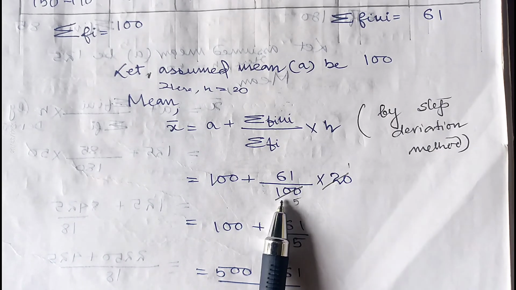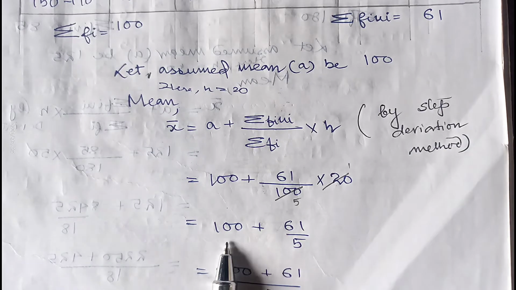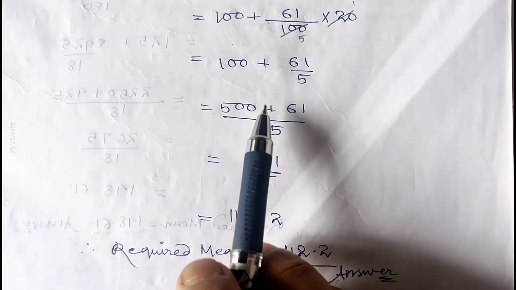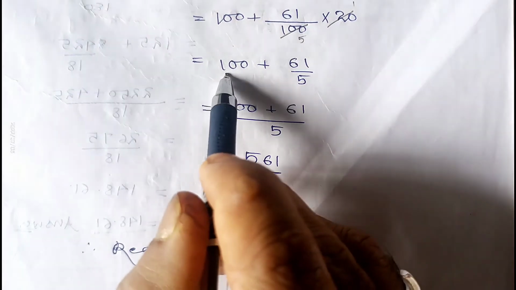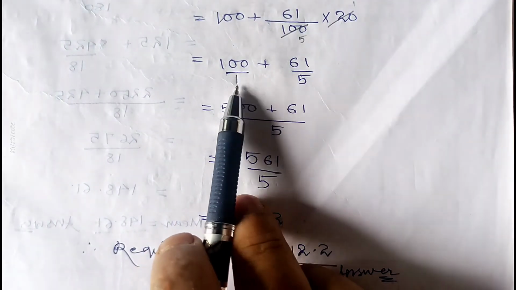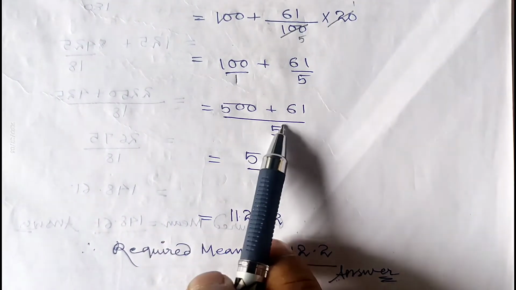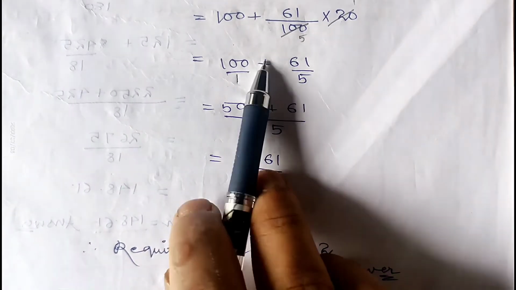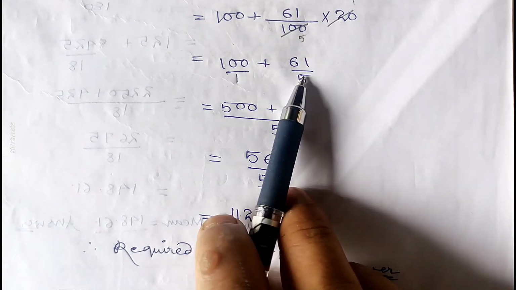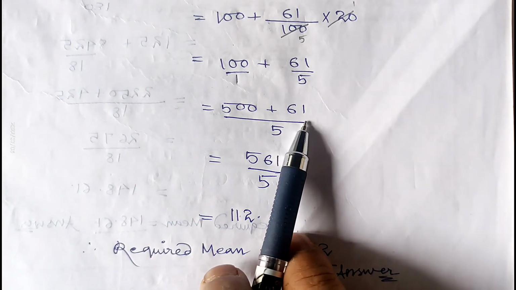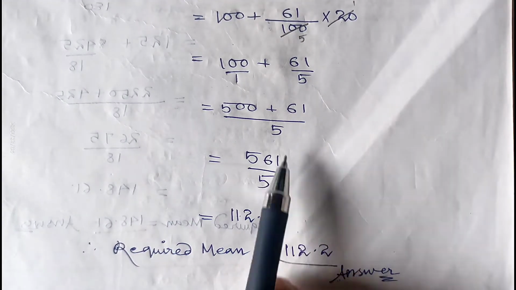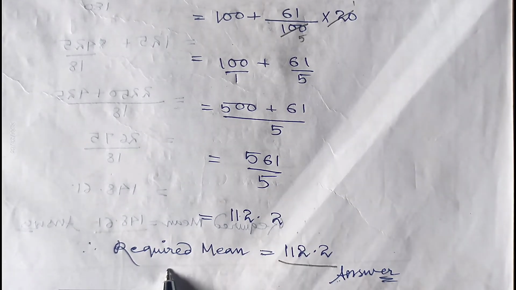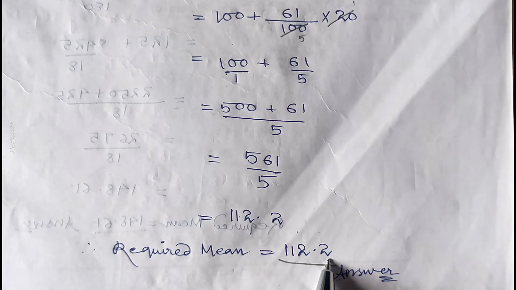20 and 100 can be cancelled. We will get 5. So it will be 100 plus 61 by 5. Now the LCM of 5 and 1, because we can consider 1 here, will be 5. 5 divided by 1, 5. 5 into 100, 500, plus 5 divided by 5, 1, into 61, 61. So it will be 561 by 5. If I divide, I am going to get 112.2. Therefore the required mean is 112.2.